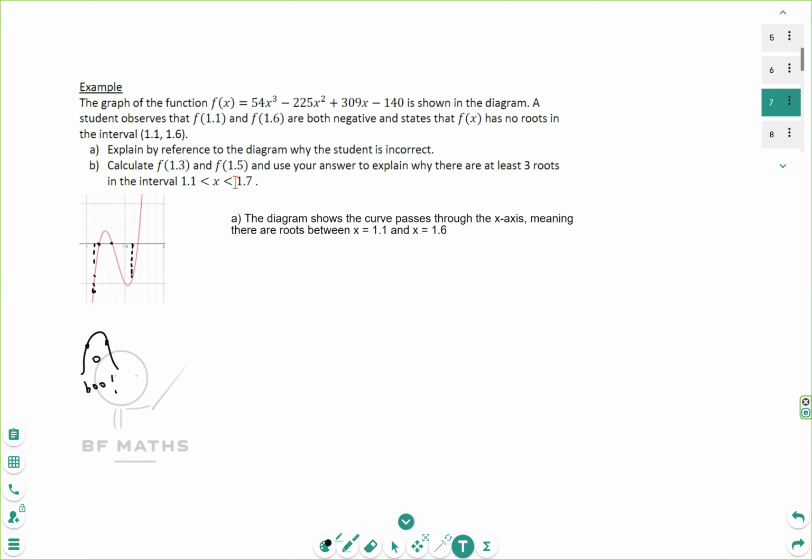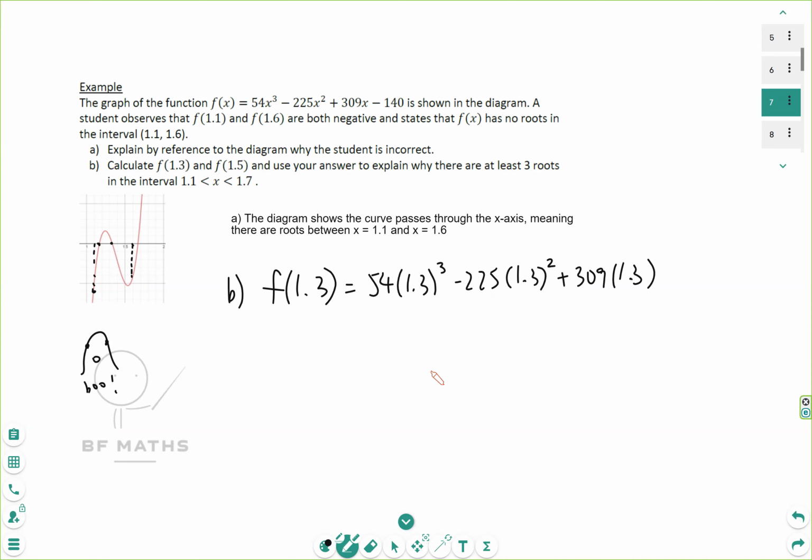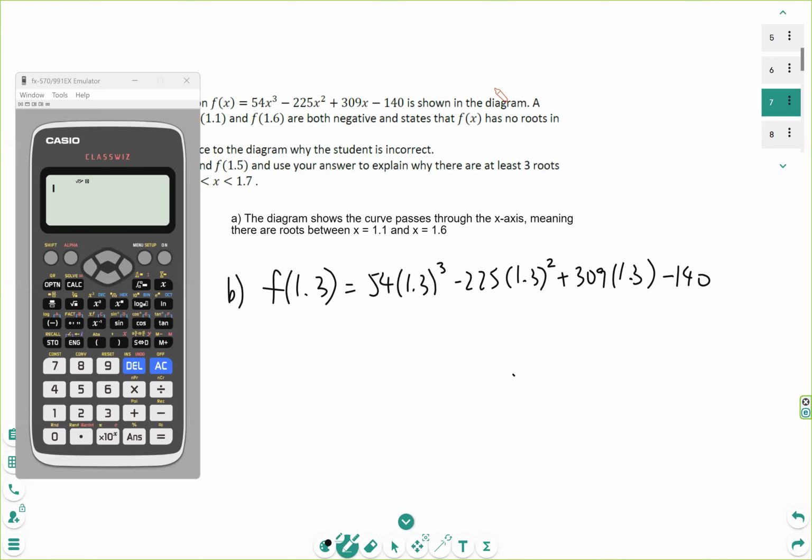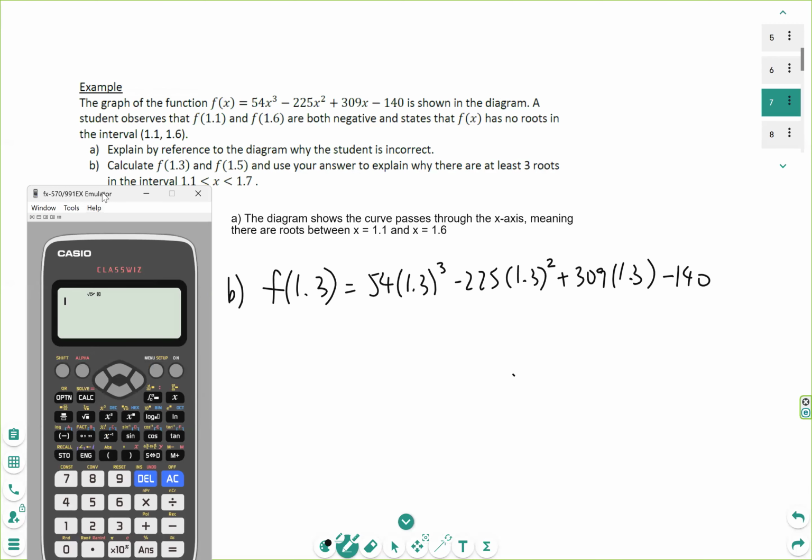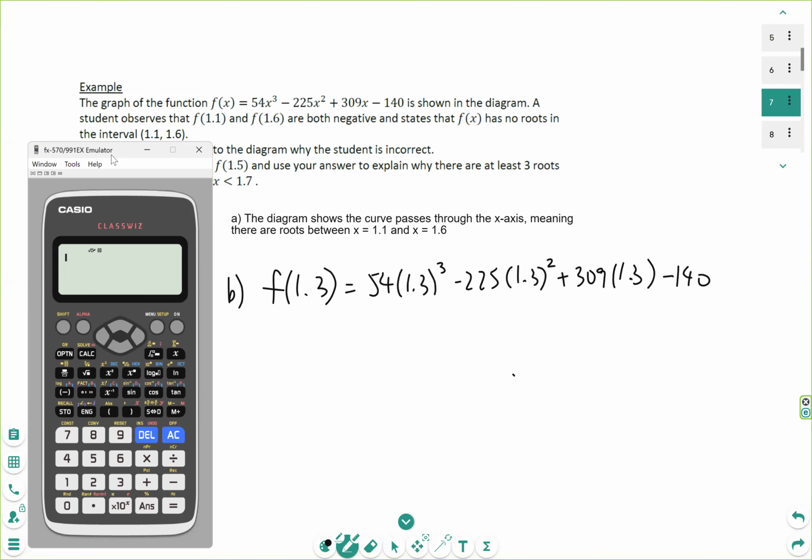So what we can do here is calculate f of 1.3 and f of 1.5, just like the question asked. So 1.3, put in a calculator: 54 times 1.3 cubed minus 225 times 1.3 squared plus 309 times 1.3 minus 140. Now, I'll tell you a shortcut for how you can put it in the calculator quicker. If you use the same equation more than once with different values, this is a quicker way to do it. It will become useful when we do iteration next lesson.